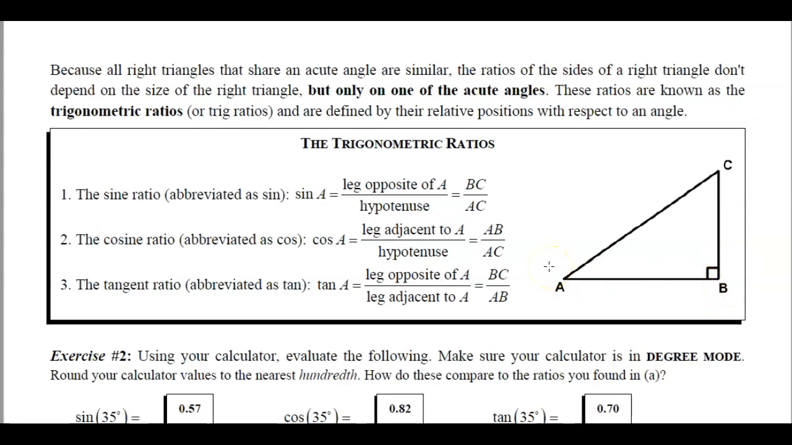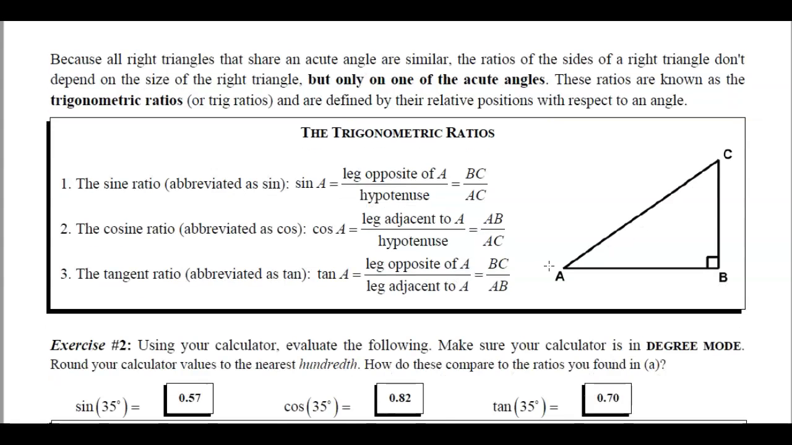Now, the reason why we have three ratios is because you never know, first off, what side you're going to be given, and you also never know what side you're going to have to solve for. So we need three different ratios to be able to use any piece of information we're given and solve for any piece of information we need.